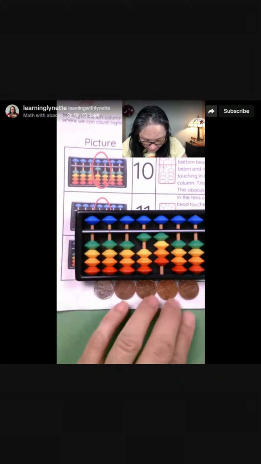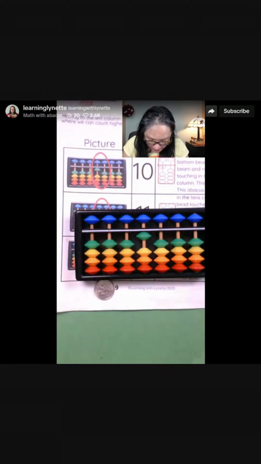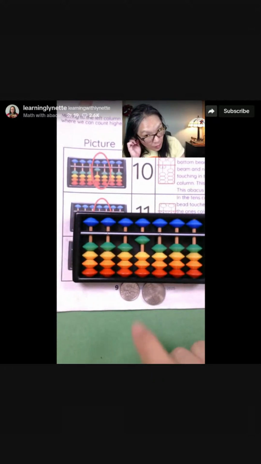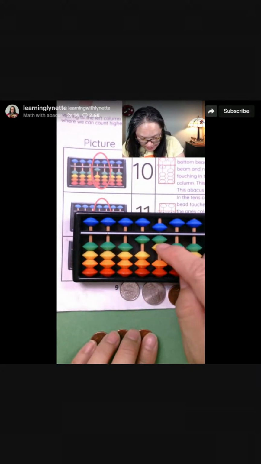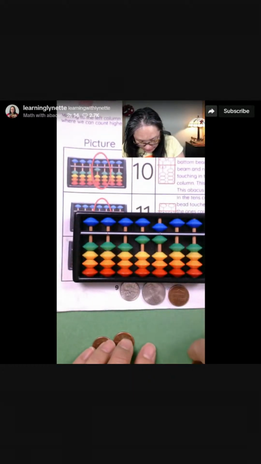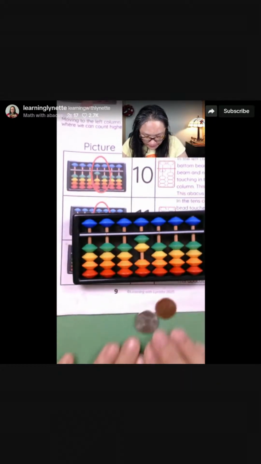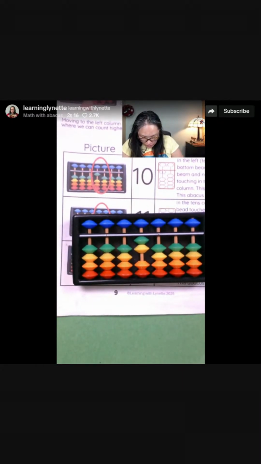So what I'm doing is I'm showing how the coins refer to the abacus. Looks very familiar, doesn't it? Looks very, very familiar. So that's 15. And then we have 16, 17, 18, 19, and then 20 looks like that. Okay? So we know how to count. We know how to read the abacus. That's great. Fantastic. So what are we going to do now?